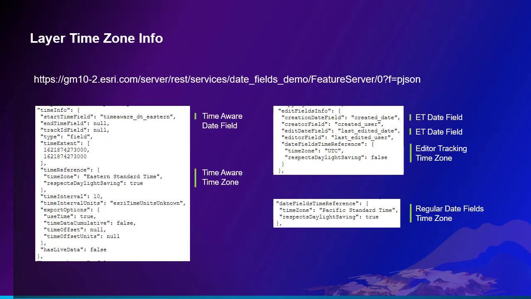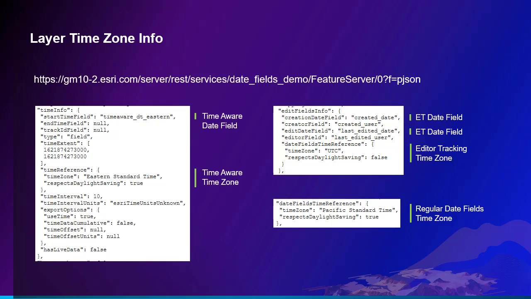So how do the clients know the time zone of the data? Well, it reads the time zone info from the services layer resources. An example is shown in the screenshots below. On the left, time-aware properties reference a date field and include a time zone. In the upper right, editor tracking edit fields info also includes a UTC time zone.